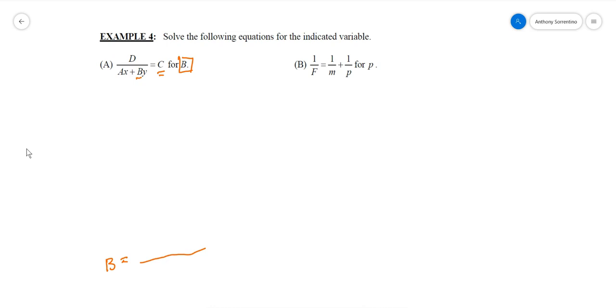So when I look at this, I say, well, what do I need to do to carry this out? I can think of the right-hand side as being c over 1. And that allows me to cross multiply. So I can say that d equals acx plus bcy. At least now I have the variable I want in the numerator.